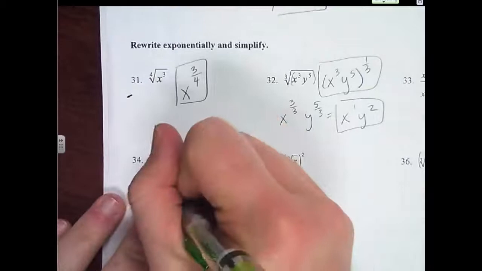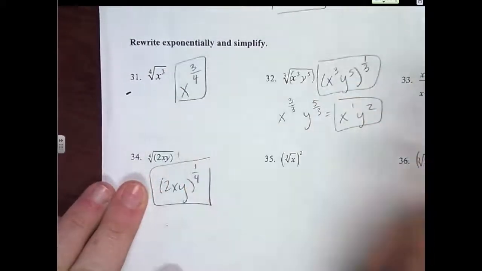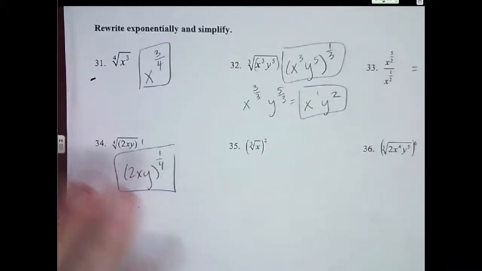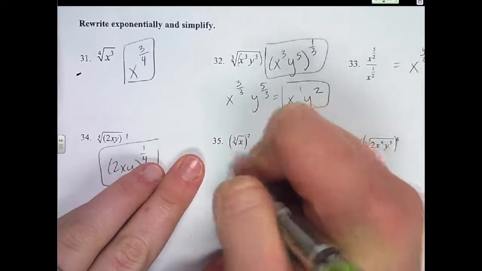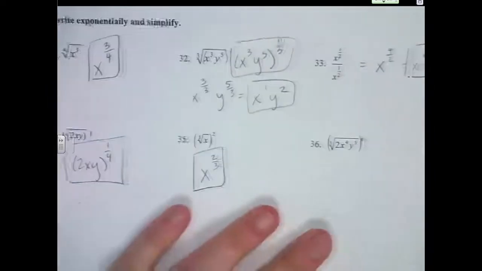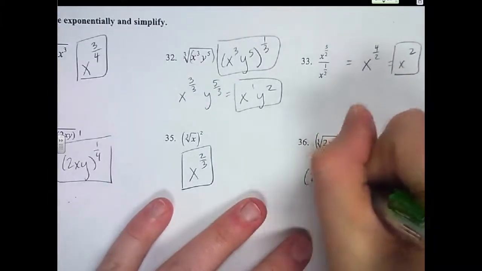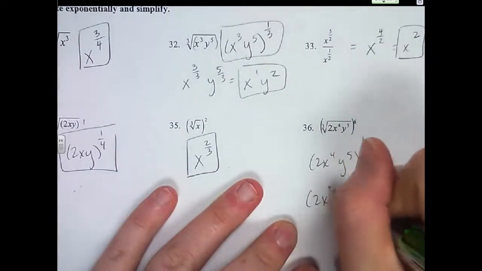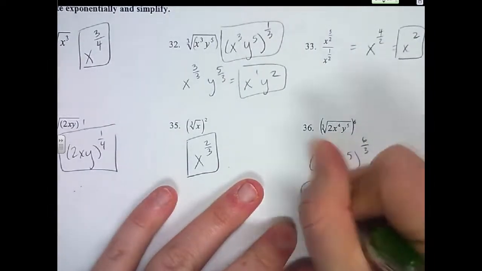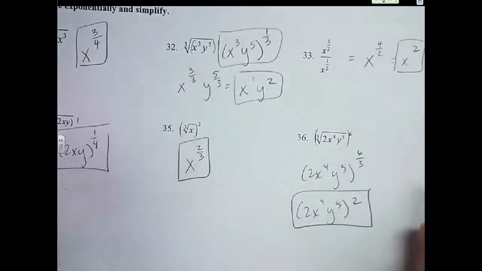34, 2xy to the 1/4. The power is 1, root is 4, so 1/4. 35 is same thing, power over root, 2/3. And 36, 2x4y5, power over roots, that reduces to squared, and I would just leave it like that. The ones on the test are easier, so they're not so difficult.